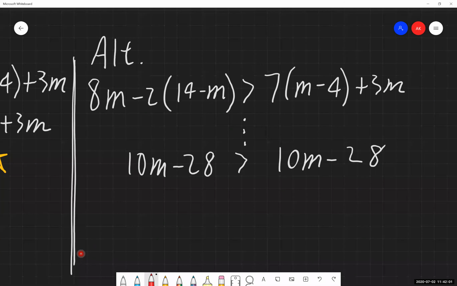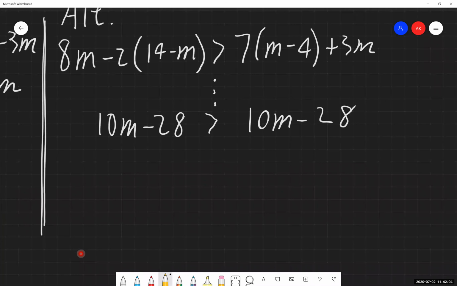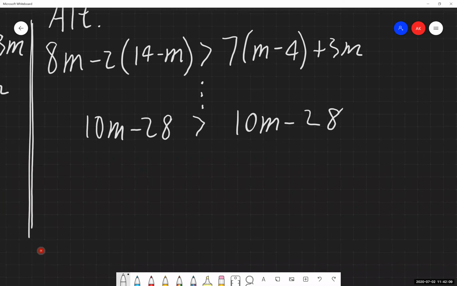It's going to be really amazing how a single line is going to fundamentally change our answer. If we work this whole thing down, we find where is 10m minus 28 greater than 10m minus 28? Based on the problem we just did, the left-hand side of this inequality is always equal to the right-hand side, no matter what you plug in for m, and that is completely true. However, for this problem, we are being asked, where is 10m minus 28 greater than itself?